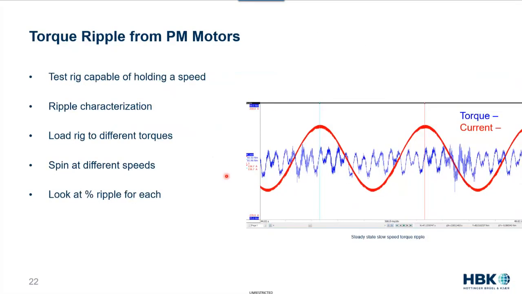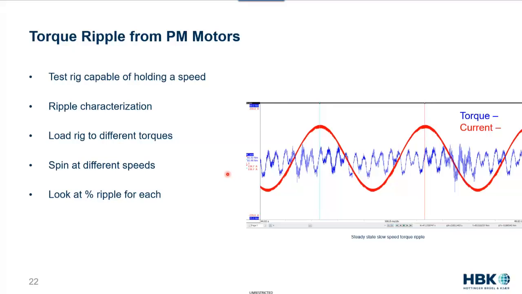Another example, a torque ripple from a permanent magnet motor. Here we've had several customers that take a set speed for their system and then step it through a variety of torque values, creating what they call a torque ripple map. They're just interested in seeing how their torque ripple percentage value changes as speed is constant and torque changes.